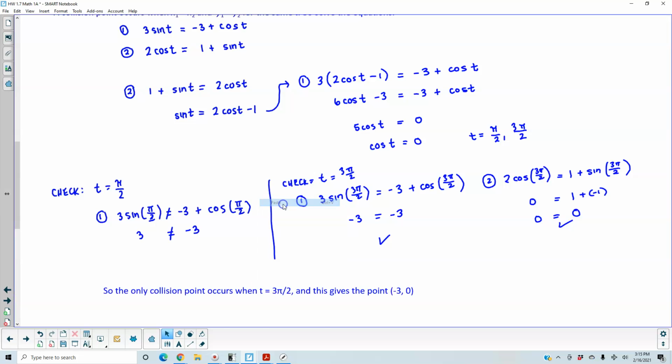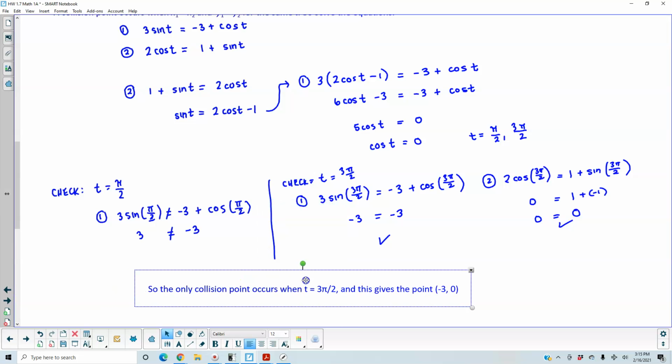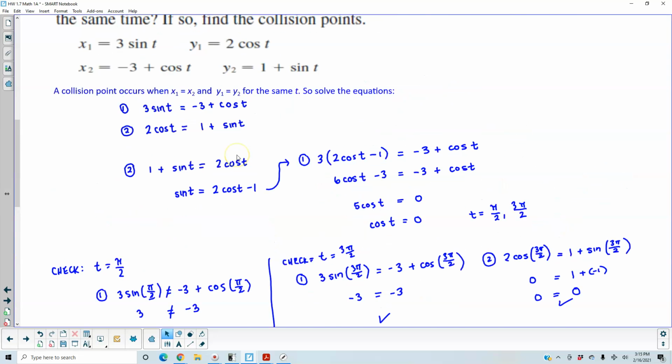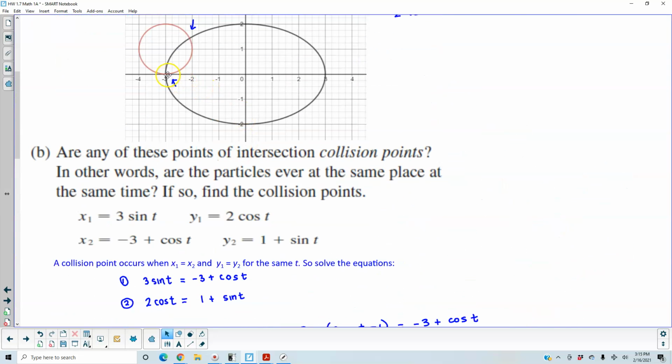And so therefore, in summary, we can see that the only collision point occurs when t is equal to 3 pi over 2. And this gives us the point negative 3, 0. And if we take a look up here, negative 3, 0 is the only collision point.